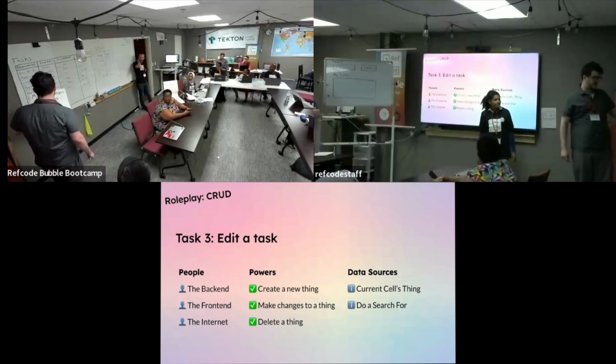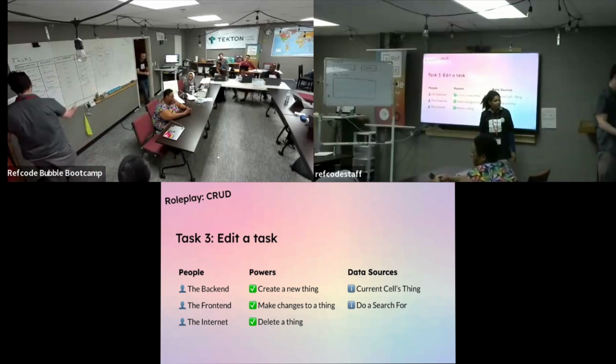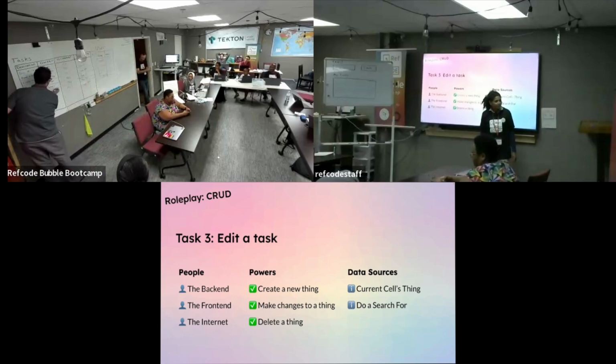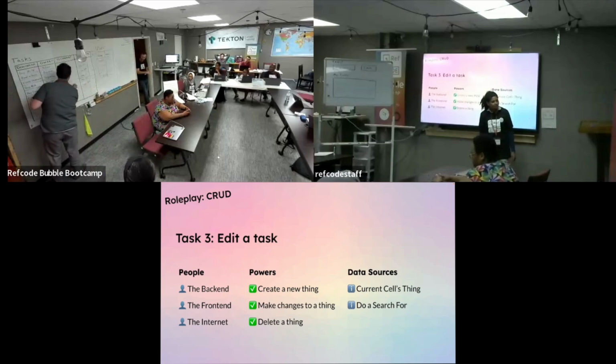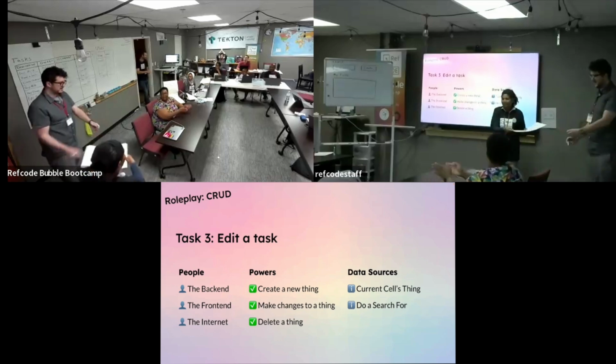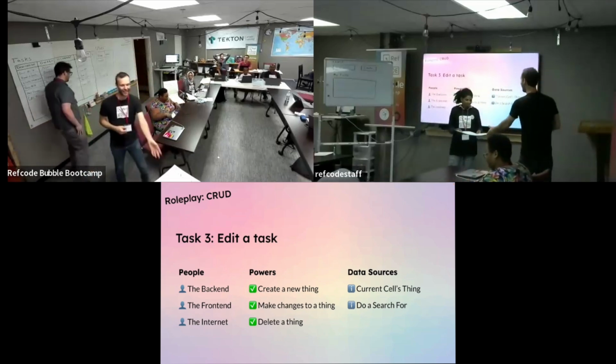I have received a new request to update ID number 5, the current cell's thing. I'm going to change it to Eat Pizza, which it already is. ID 5 is going to belong to user Brenton, and is completed will now say yes. Well, did we do the thing? Did we edit the task? Yeah. All right. Thank you, role players.